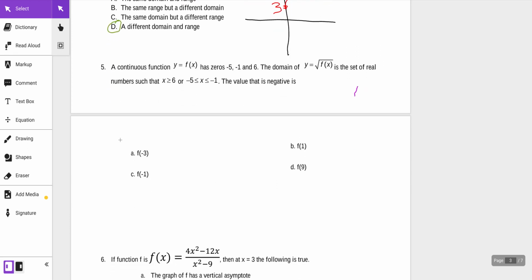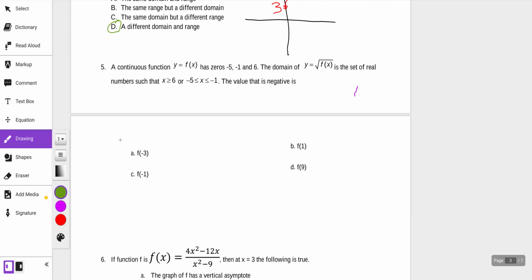Number 5. A continuous function y equals f(x) has zeros -5, -1, and 6. Remember, zeros means x-intercepts. So when you read that, zeros means x-intercepts. The domain of y equals root f(x) is the set of real numbers such that x is greater than 6, or x is greater than -5 and less than -1. The value that is negative is f(-3), f(1), f(-1), f(9).